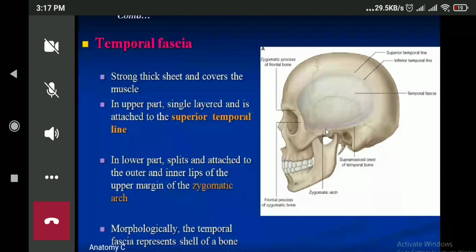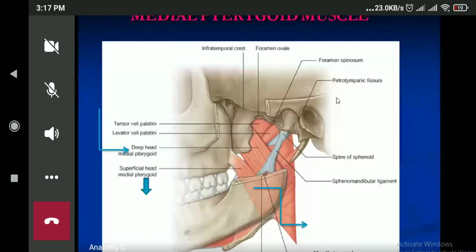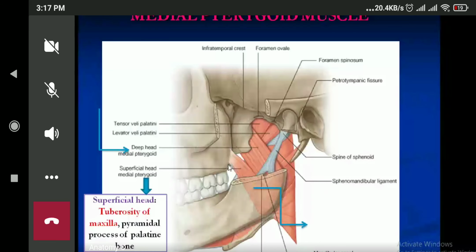So this is the temporal fascia. Now the next muscle of mastication is the medial pterygoid muscle. You can see over here this is the origin and this is the insertion. It has two heads: one is the superficial head and the next is the deep head. The superficial head will arise from the tuberosity of the maxilla, so from here.